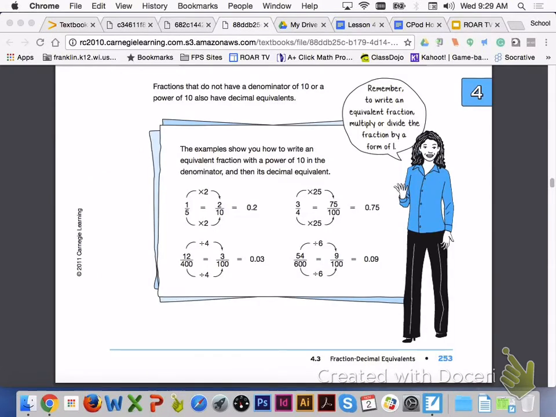Let's now think about fractions that do not have a denominator of 10 or a power of 10, because they can also have decimal equivalents. If we look at the examples, they are going to show us how to write an equivalent fraction with a power of 10 in the denominator and then to write its decimal equivalent. Remember, to write an equivalent fraction, you are going to multiply or divide by the fraction form of 1.